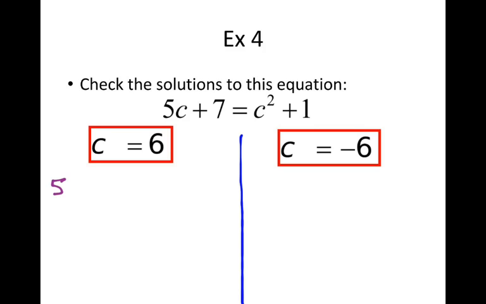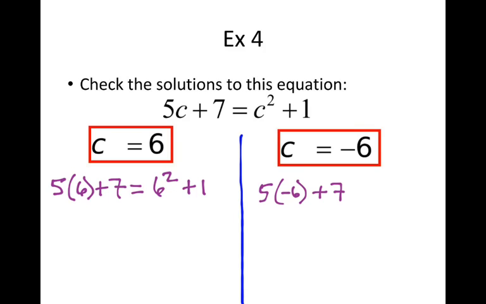So the first time we're going to do 5 and then put 6 in for C, plus 7 equals 6 squared plus 1. And then on the other side of the line we're going to have 5 times negative 6 plus 7 equals, I'm going to put the negative 6 in parentheses here, plus 1. So I'm going to rewrite the equation twice. One time with 6 in for C, one time with negative 6 in for C. I'm going to start by just doing this one here. So I'm going to draw my line here and just simplify the left side. So on the left side here, do I multiply first or add first?